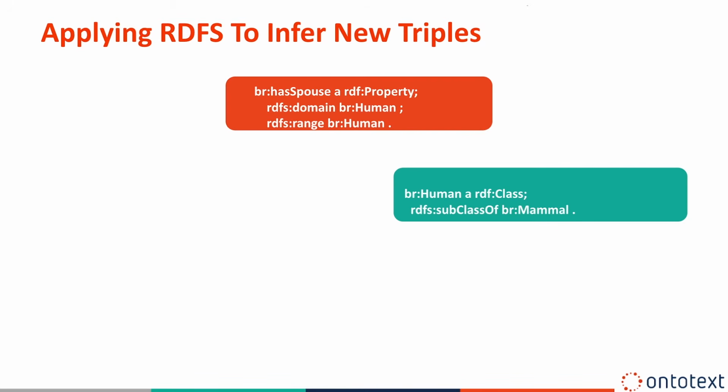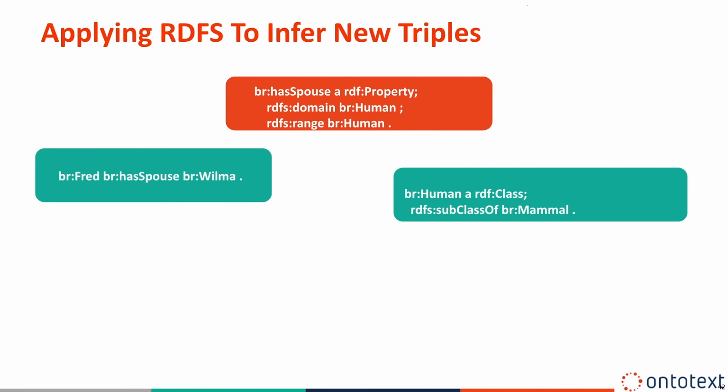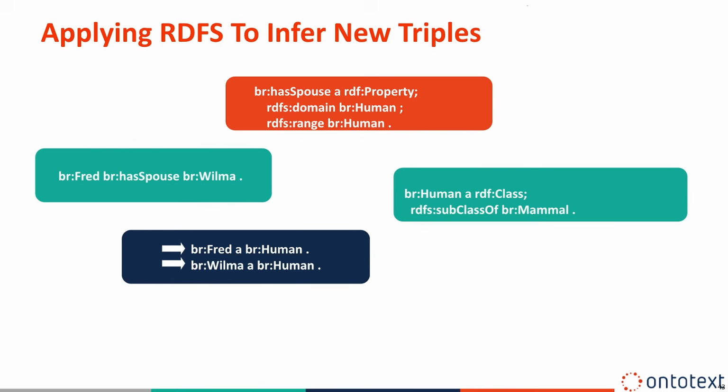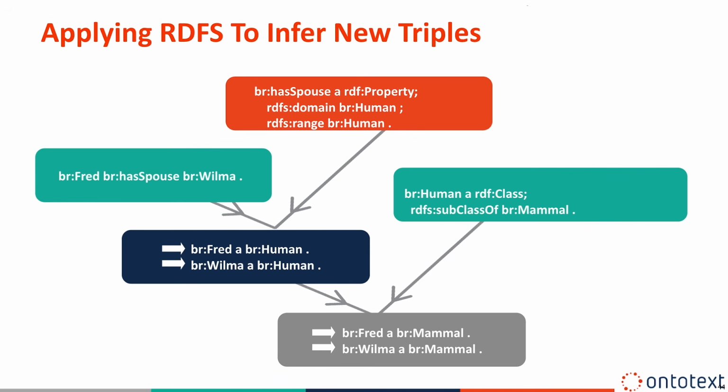And as you can see, human is a subclass of mammal. If we assert that Wilma is Fred's spouse using the has-spouse relationship, then we can infer that Fred and Wilma are human because in RDFS, the has-spouse relationship is defined to be between humans. And because we also know humans are mammals, we can further infer that Fred and Wilma are mammals.